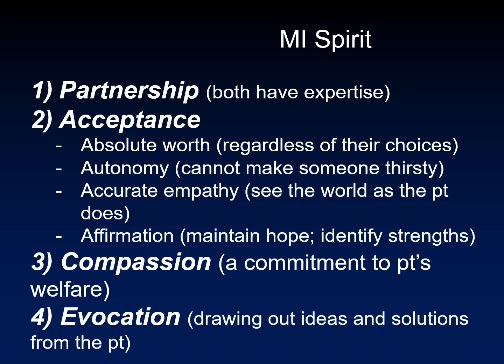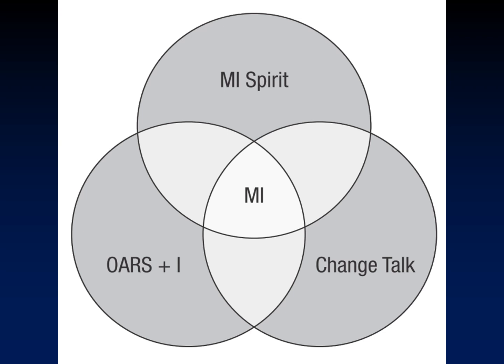And what we will do next is move on to operationalizing some of this. Again, MI Spirit is how you think about this, but we have already touched on some of the operationalizing strategies as well. So back to the Venn diagram, we completed the first circle, MI Spirit. Now we're going to talk about OARS.